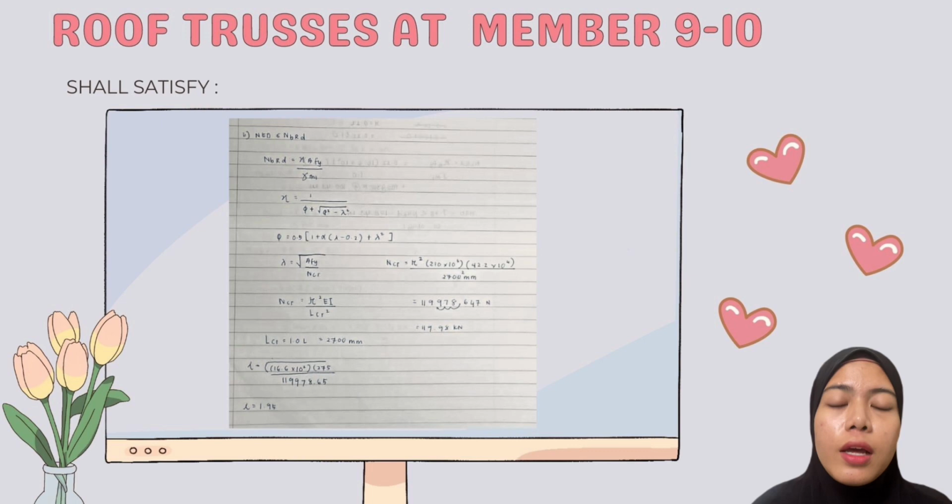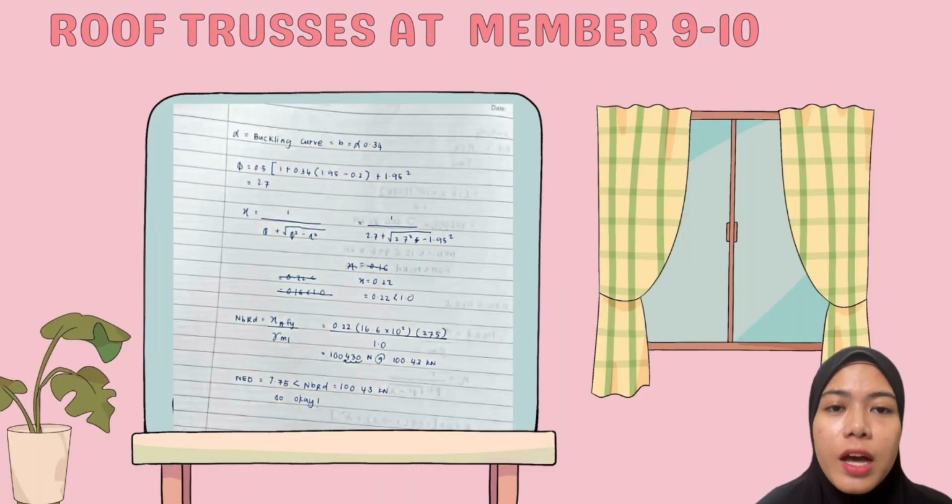Moving on to the next slide, we are going to determine NED less than or equal to NBRD, and the formula is chi A Fy per gamma M1. We need to find NCR first because we need the NCR value to find rho. Pi is also one of the important values here. After the calculation, NCRD equals 100.43 kN, after converting from N to kN. Therefore, NED equals 7.75 is less than 100.43 kN, so it is okay.